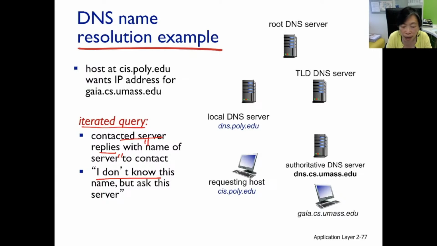Root server might say, hey, I don't know about Gaia.cs.umass.edu in particular, but you may ask the top level domain server for .edu. Someone who knows slightly better than I do. But I do know someone who knows better. Right? So that's the general idea.